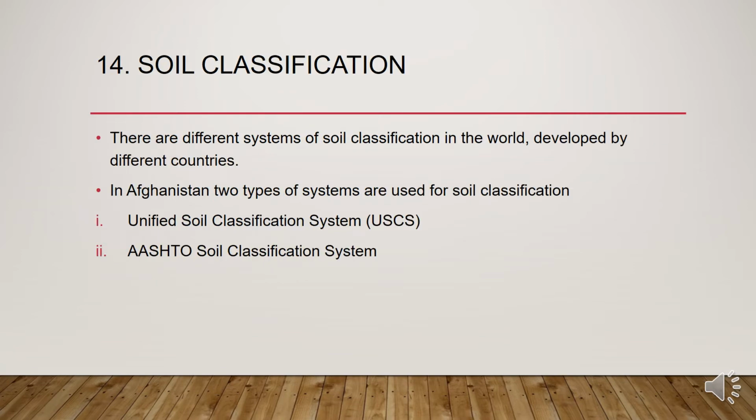Soil classifications. There are different soil classification systems in the world, which are developed by different countries, and Afghanistan does not have any soil classification system of its own. Therefore, Afghanistan is using the two most commonly used soil classification systems in the world, which are the Unified Soil Classification System, USCS, and AASHTO soil classifications.